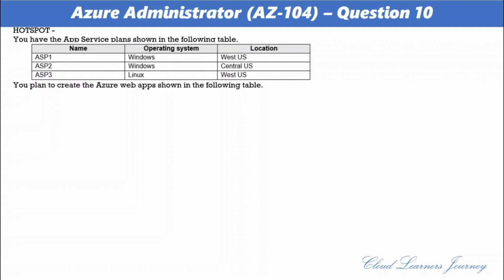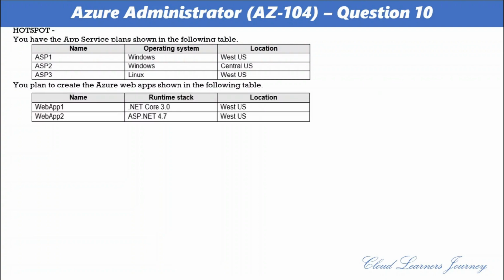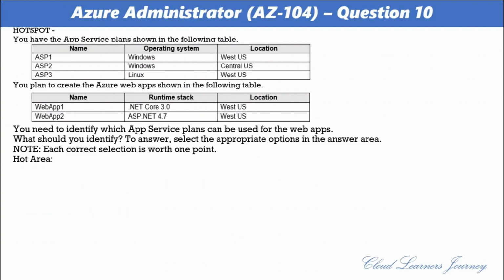You plan to create the Azure Web Apps shown in the following table. Column names: name, runtime stack, location. Web App 1 with runtime stack as .NET Core 3.0 in West US location. Web App 2 with runtime stack as ASP.NET 4.7 in West US location. You need to identify which app service plans can be used for the web apps. What should you identify? To answer, select the appropriate options in the answer area.